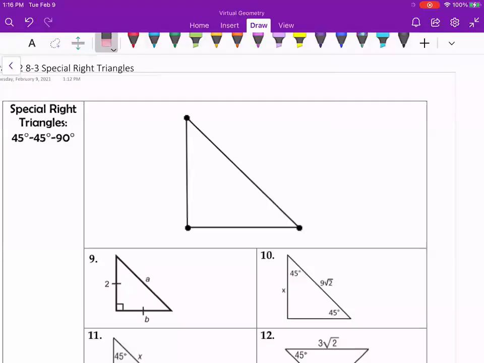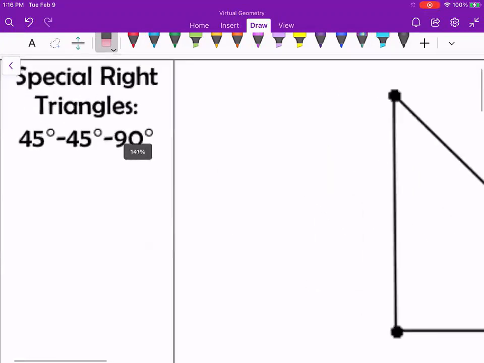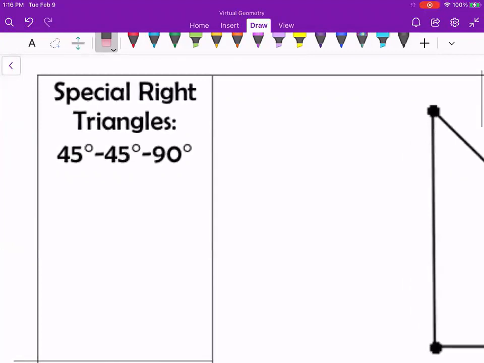All right, hi guys. We're looking at our next section of special right triangles. Last time we looked at 30, 60, 90 degree right triangles. Now we're going to look at another way to find the missing sides if you only have one, with a different set of special angles, which is the 45, 45, 90 degree triangle this time.